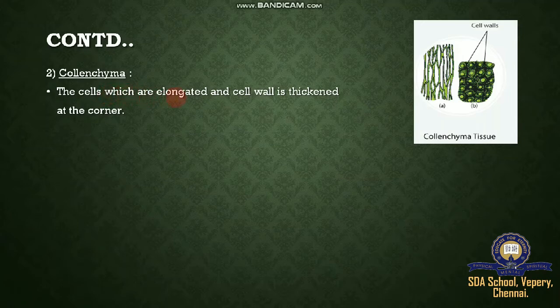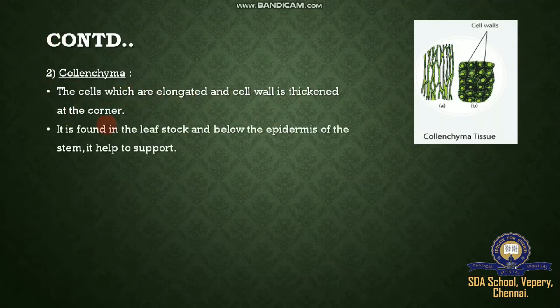Here the cells are elongated and the cell wall is thickened at the corners. It is found in the leaf stalk and below the epidermis of the stem. It helps to support. The prime duty of collenchyma cells is support. What is support? Mechanical strength.